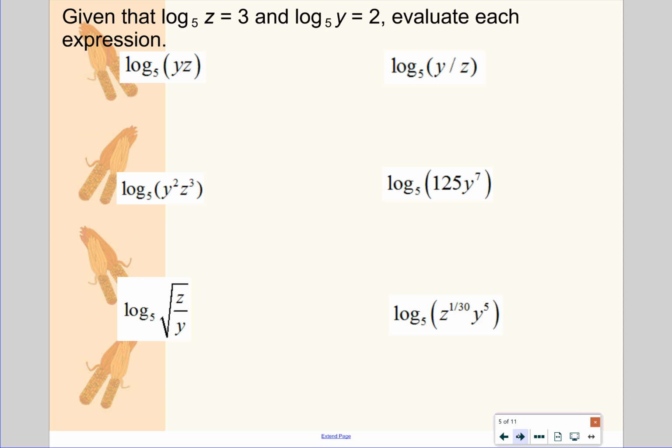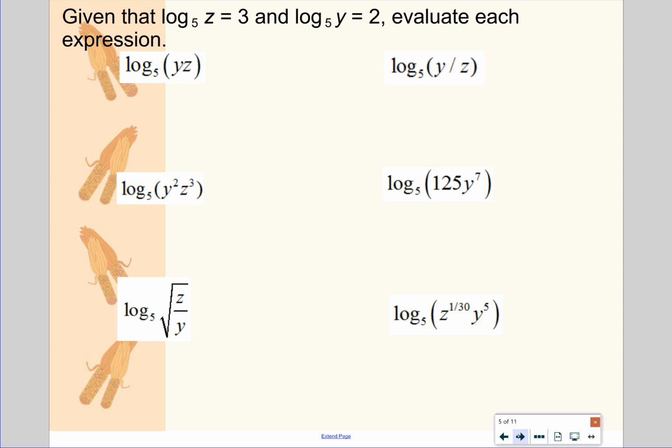All right, so you're going to see some problems like this on MyMathLab. They're going to give you some information about logs. There might be x's and y's, there might be numbers, it just depends what's in the problem. In this case, we're given that log base 5 of z is 3, and we're given log base 5 of y is 2. You are not to solve for x and y. Sometimes you'll be able to, sometimes you won't. You don't want to rely on that strategy.